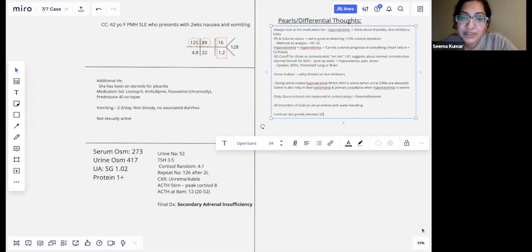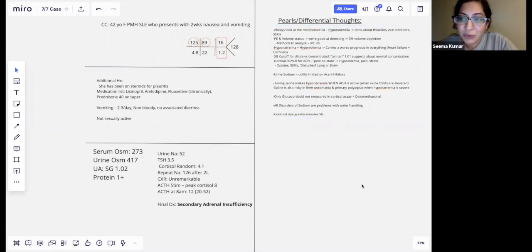We talked about normal stimuli for ADH. So a good, easy way that Dr. Santor mentioned was thinking about a post-op state. So pain, them being volume down, or really any stressor on the body. Think about drugs like opiates and SSRIs. And then you always want to remember your lungs and your brain.